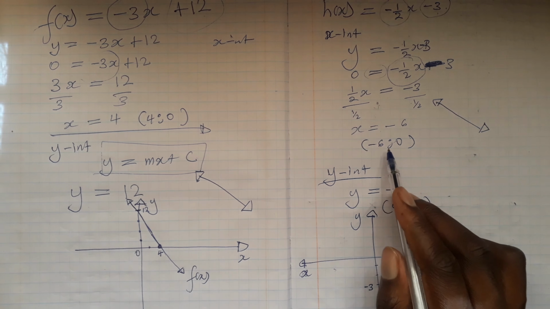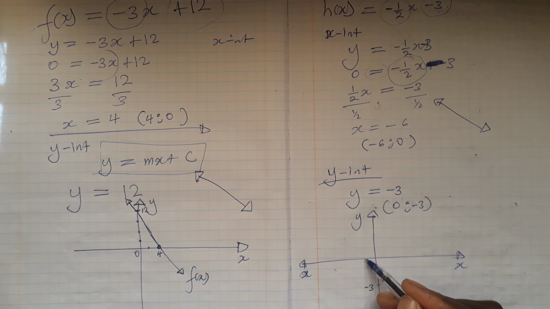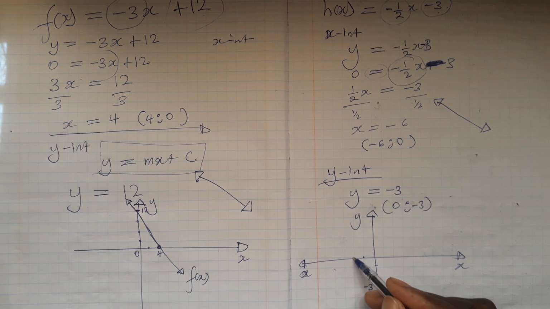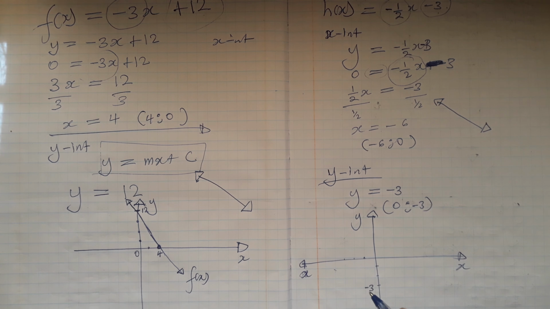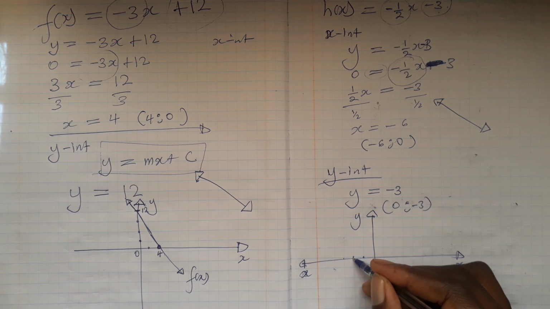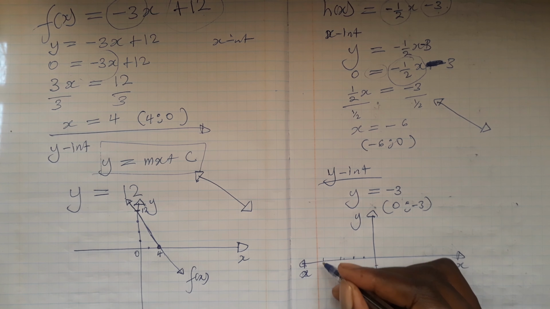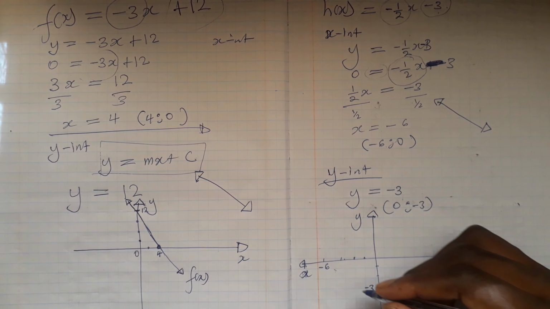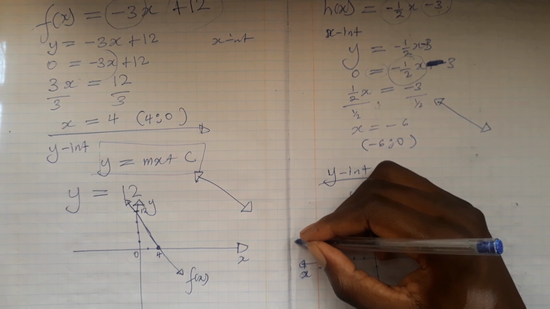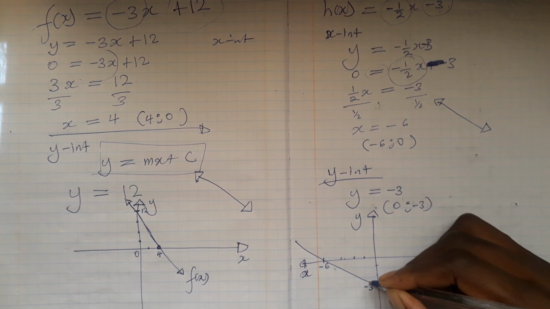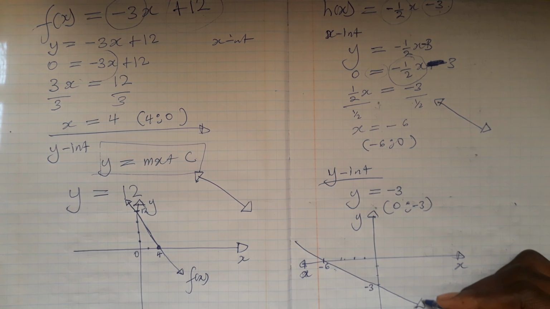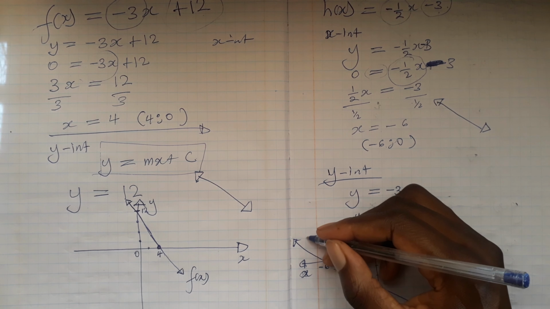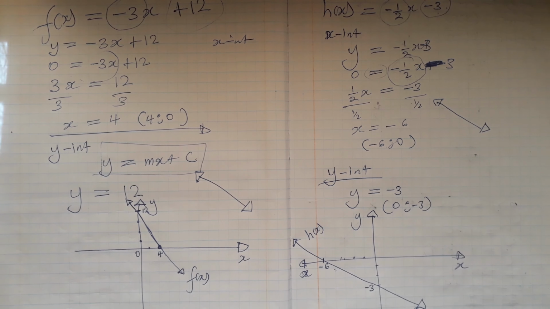And then x is negative 6, because this is 2, 4, 6. Let me say 2, 4, 6. This is going to be negative 6. Then what you do next is to join these two points. Just connect them like this. So this is h of x.